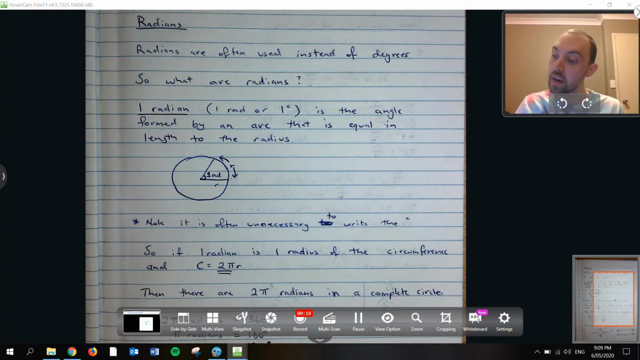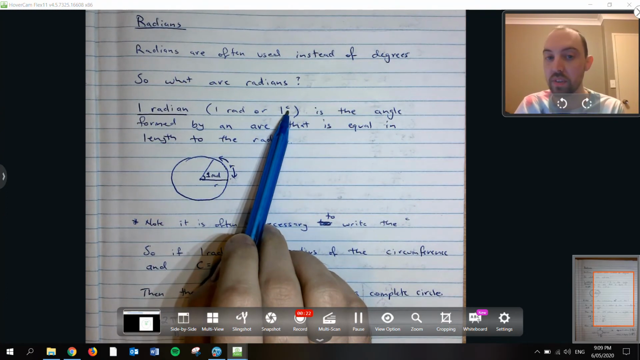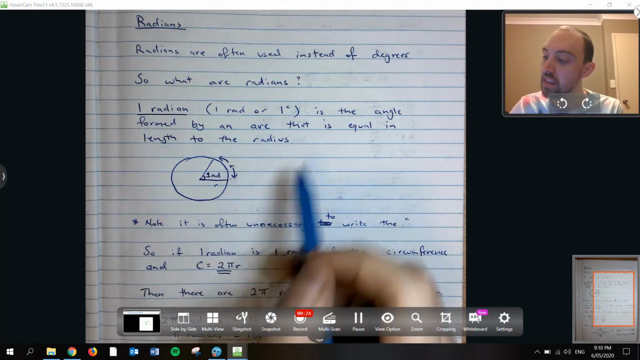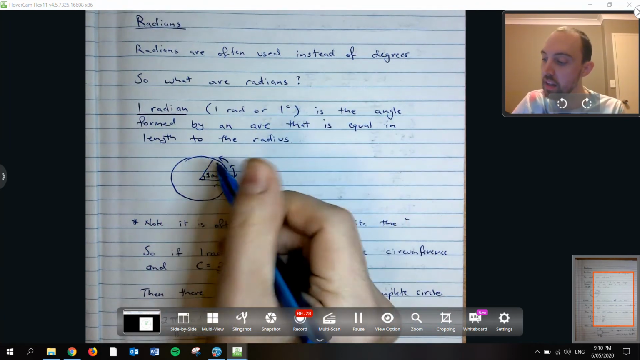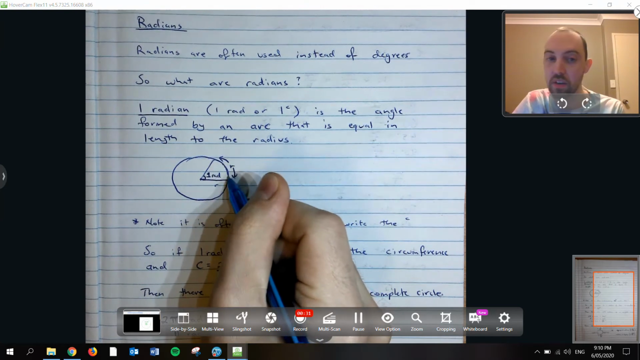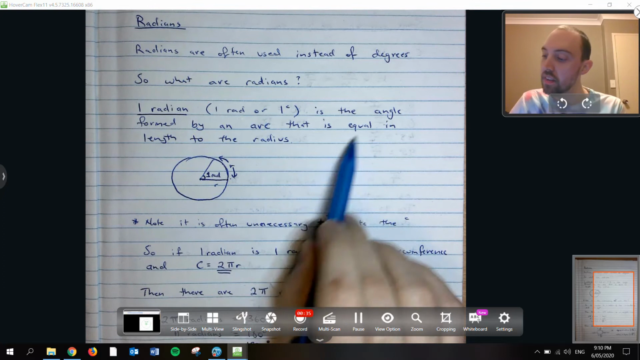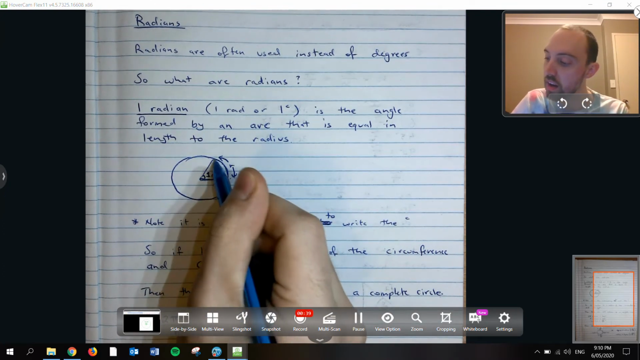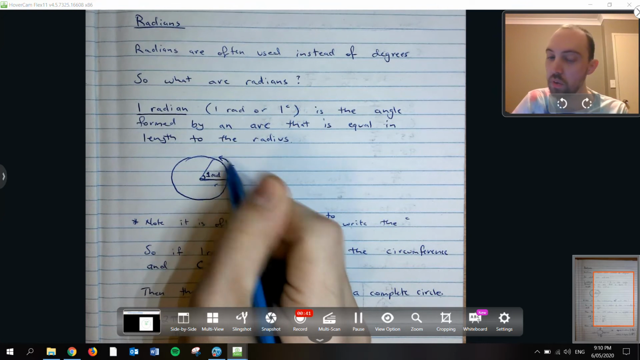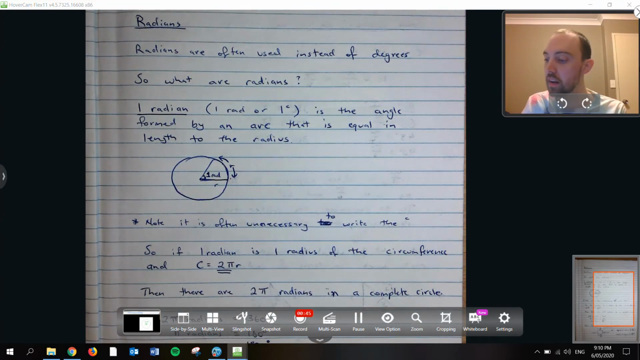So 1 radian, or 1 rad, you might see this little c next to some signs, is the angle that is formed by an arc, being the small section of the outside of a circle, that is equal in length to the radius. So you have the radius and then an arc that is also a radius large, and that angle that is formed in that arc is a radian. Okay?